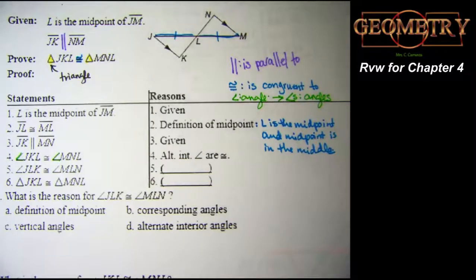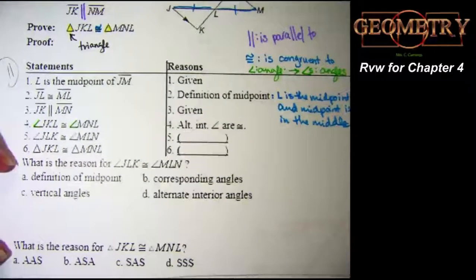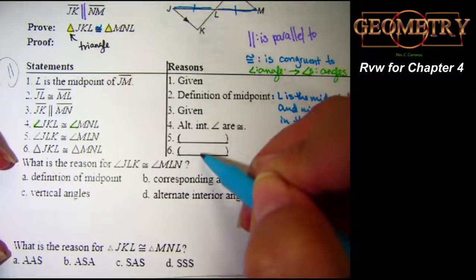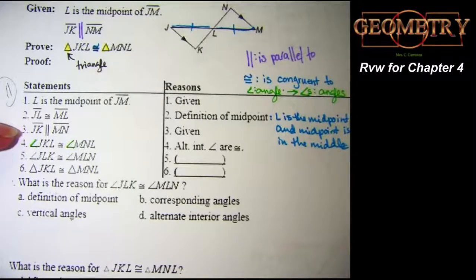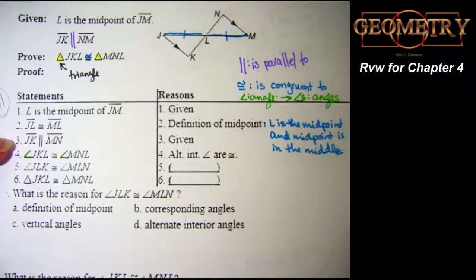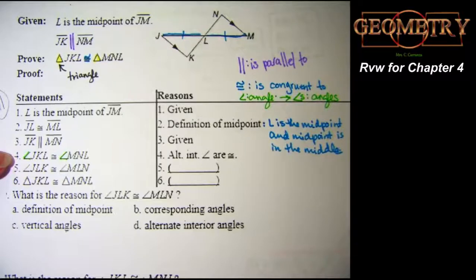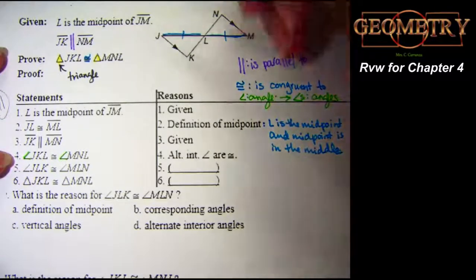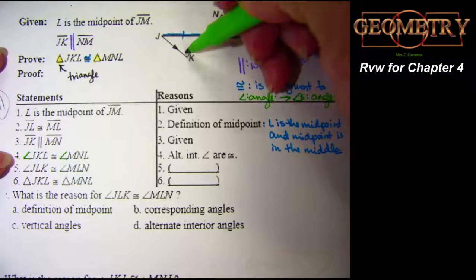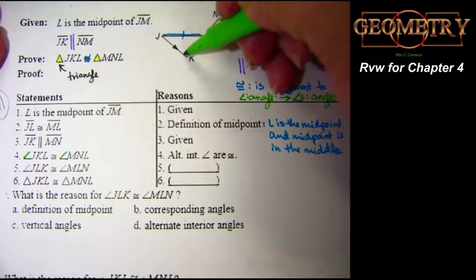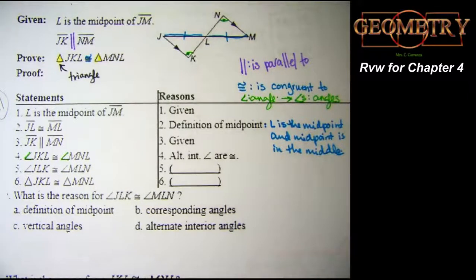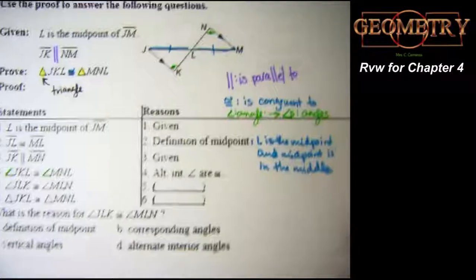Yes? Okay, let's keep looking through this proof and finish it out. And that way we can answer these two questions that are down here. They basically have us answer these two spaces. Okay? All right, the next statement was given to us. And then it said that these angles, angle JKL, this one here, and angle MNL, this one here, they're congruent. And the reason it gave us is because they're alternate interior angles.